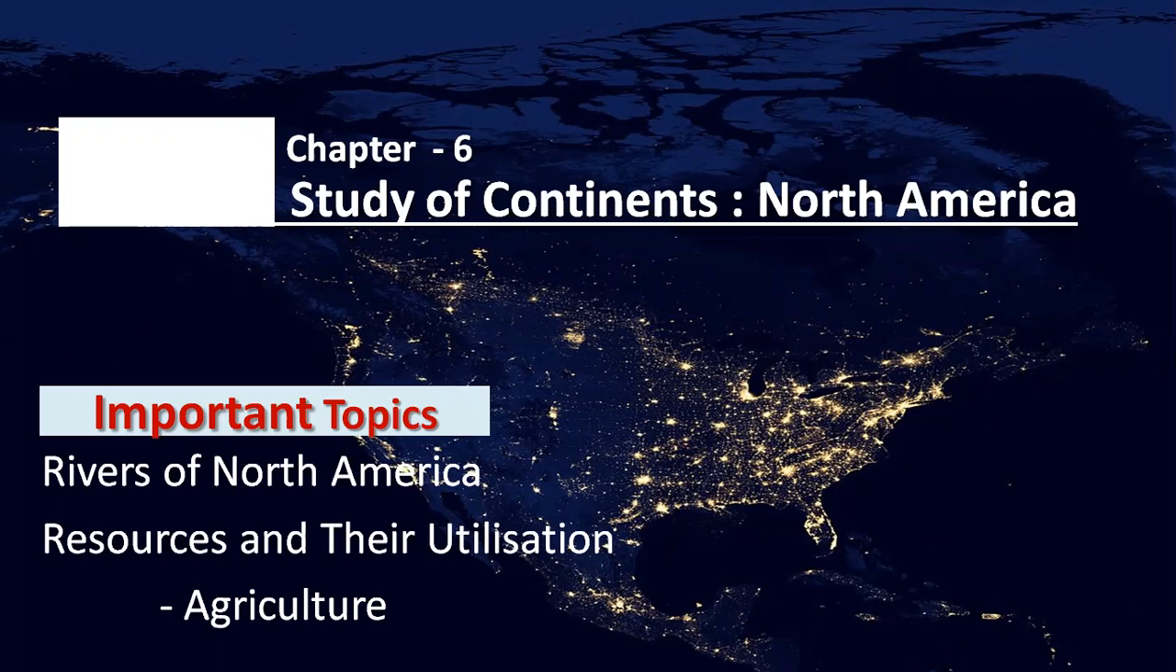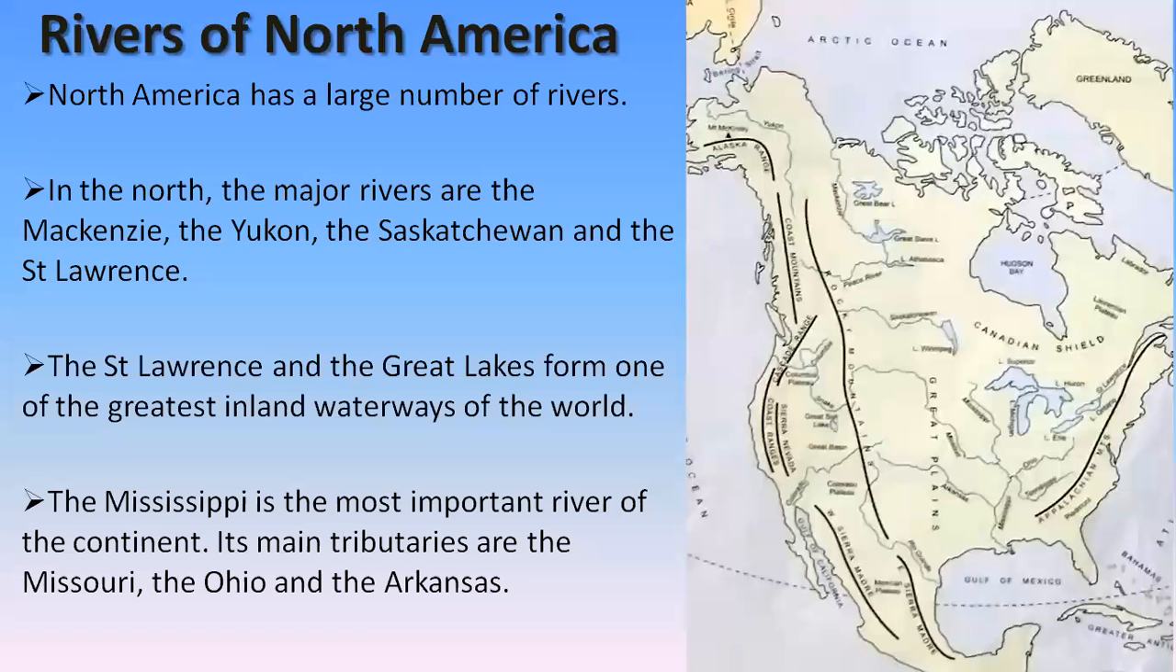Let us start this video with the first topic, rivers of North America. North America has a large number of rivers. Looking at this map on the right side of the screen, you can find that this land is blessed with a number of rivers. Most of the rivers are draining this land, and some of them are inland rivers, water bodies, which also provide transportation facility to this continent.